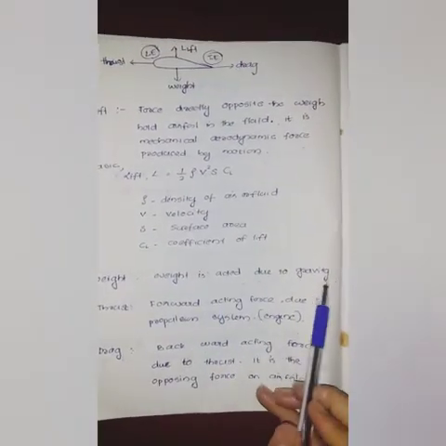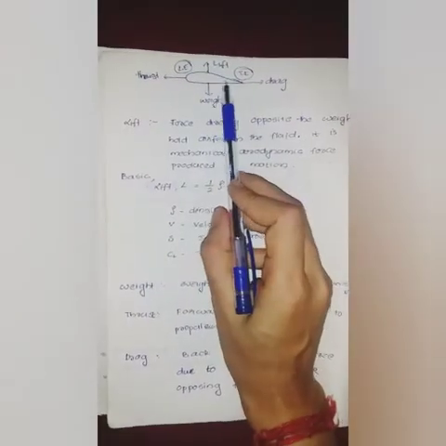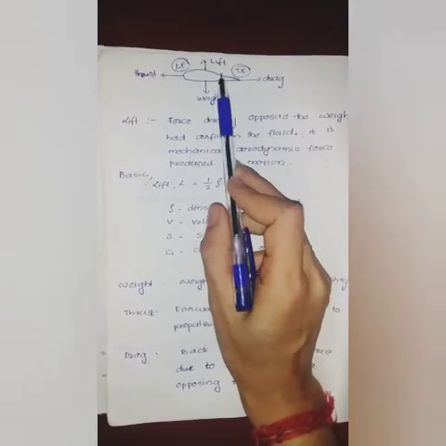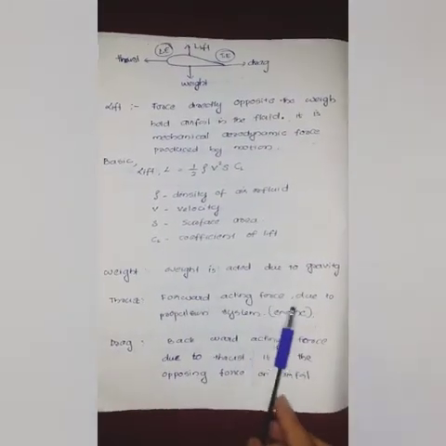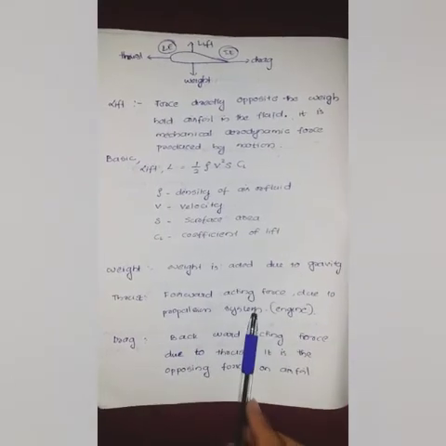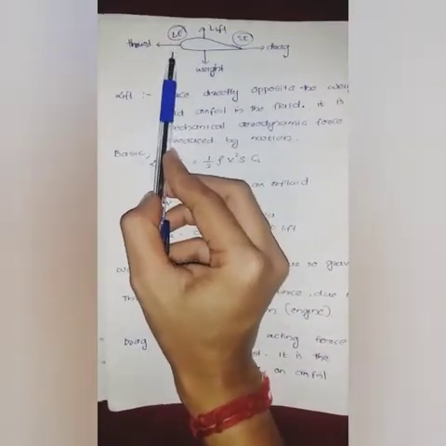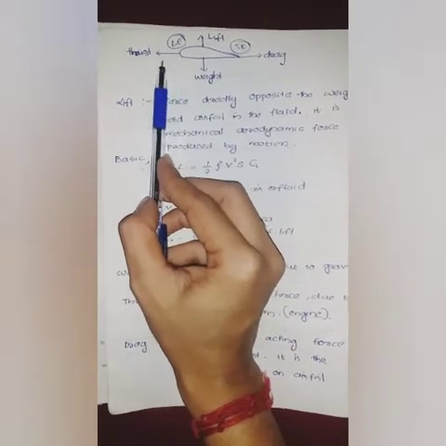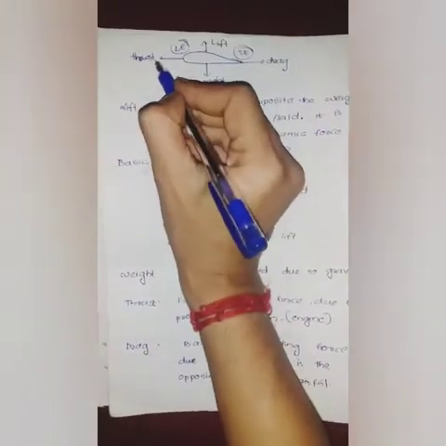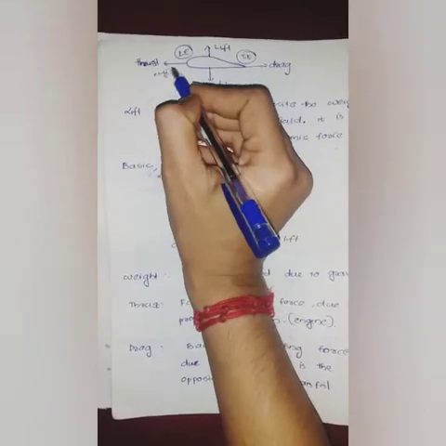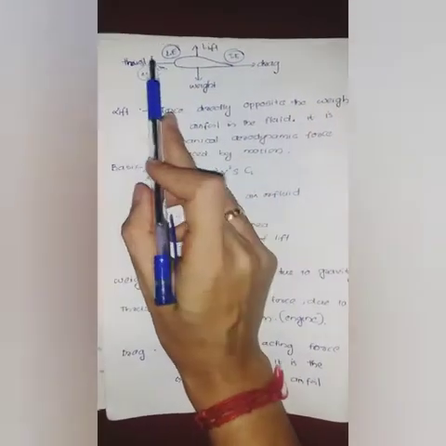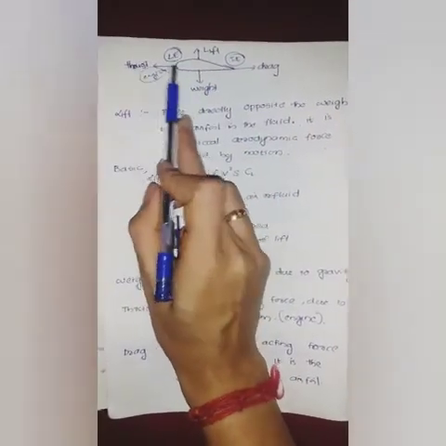Next, weight. Weight is the force due to gravity. This is the weight, which is opposite to lift, that is a downward force. Next one is thrust, the forward acting force due to the propulsion system. This is the thrust. In an aircraft, there is what? Engine. The engine is the propulsion system which creates thrust. It's a forward motion or forward force.